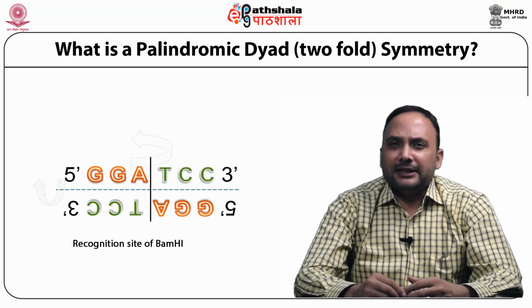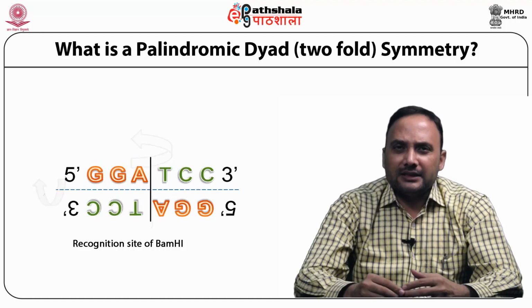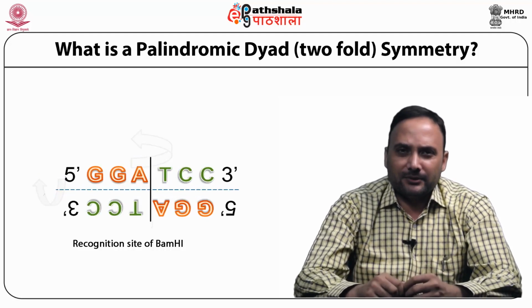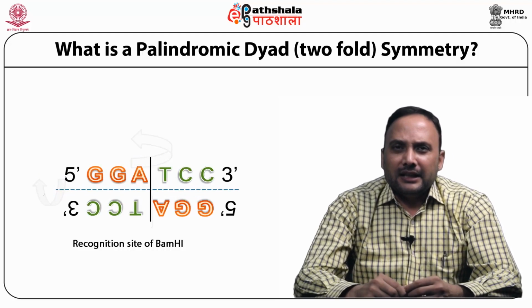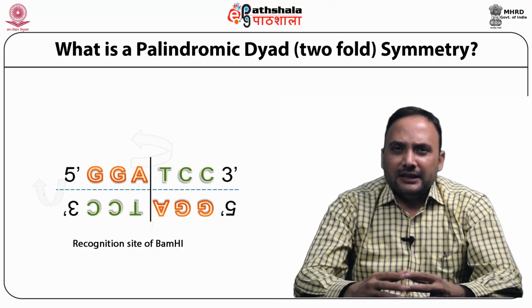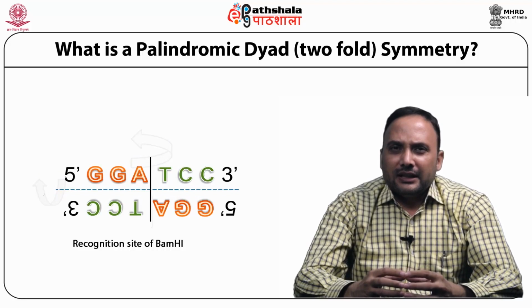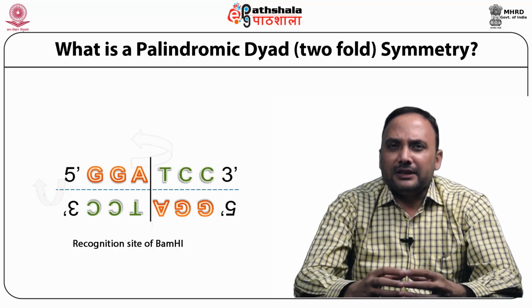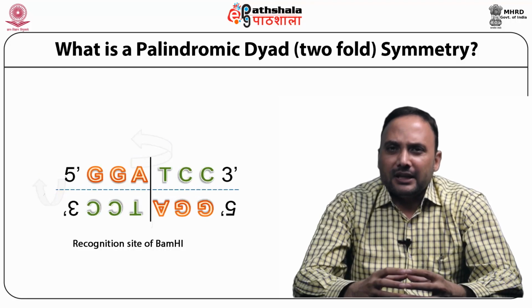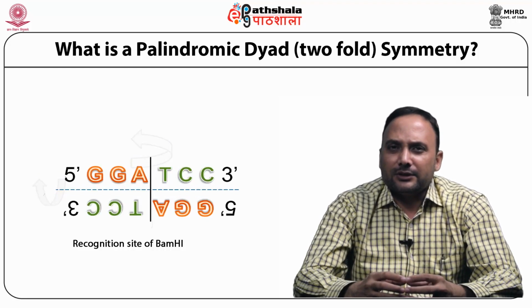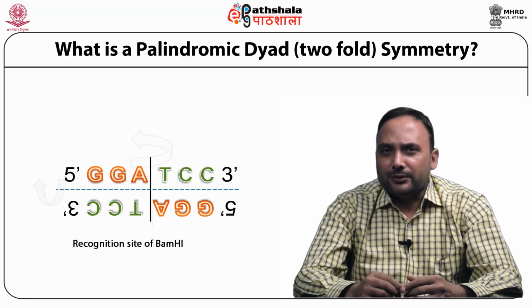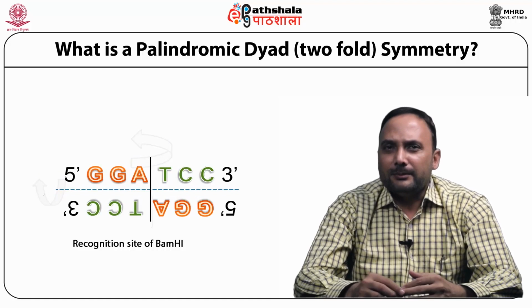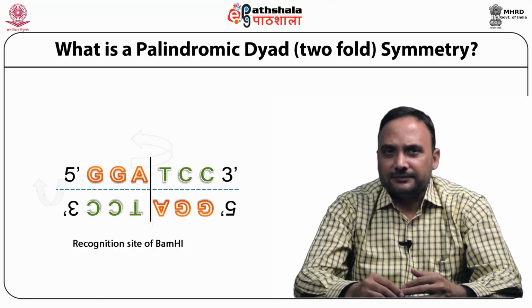Dear students, let's see what constitutes a palindromic dyad symmetry or a palindromic sequence in the case of a DNA molecule. In the case of DNA, as you know, it is double-stranded. So, to be a palindromic sequence, it should have a region with inverted repeats of the base sequences having twofold symmetry over the two antiparallel DNA strands, as depicted in the cartoon shown for the recognition site of the BamHI restriction endonuclease.